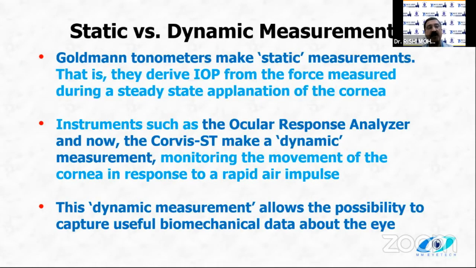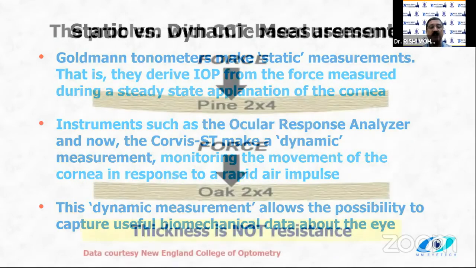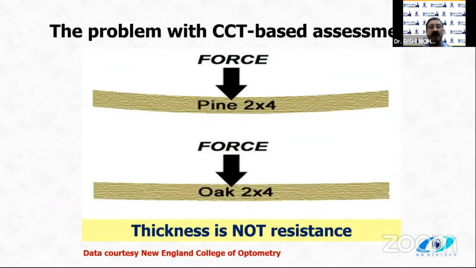Tonometers essentially make static assessments. That means they will make an assessment on the corneal surface when applanation has been reached, which is a steady state. Whereas the ORA and the Corvis ST make dynamic measurements, and they monitor the entire movement of the cornea in response to this air impulse. And that is what allows us to capture these abnormalities.